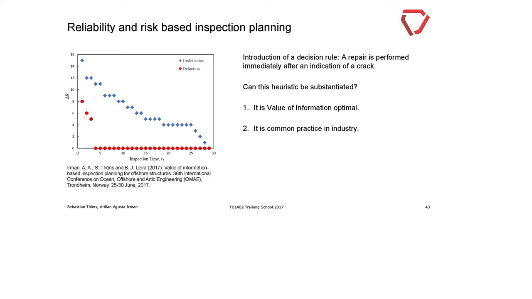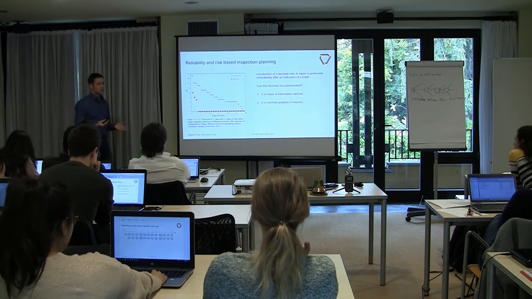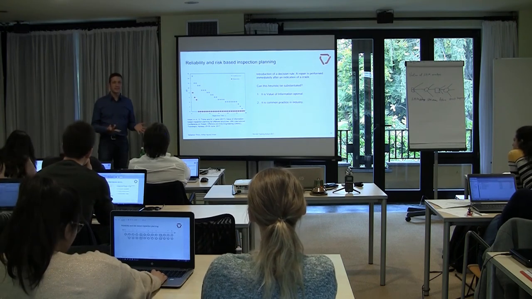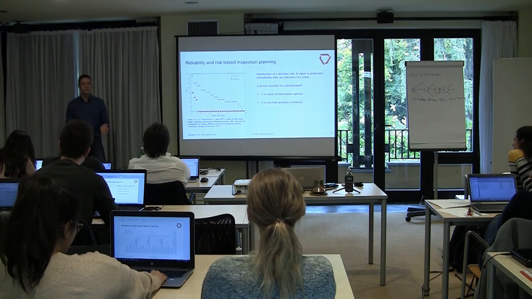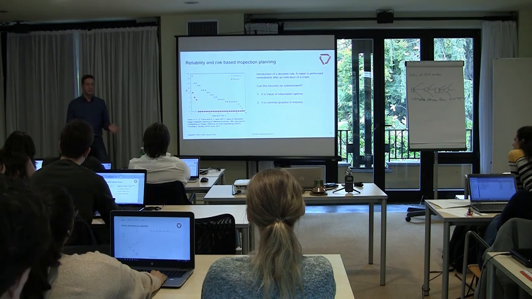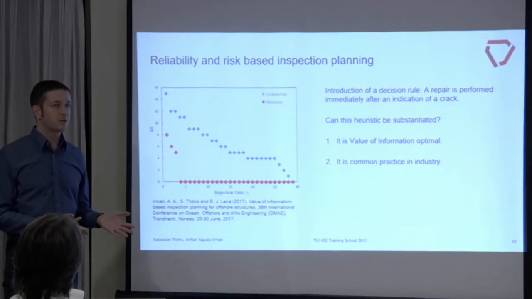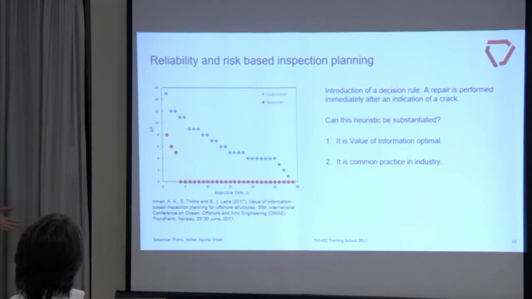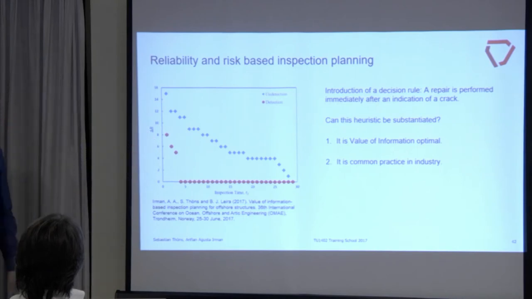This is one. This is a decision rule, basically. And what we just talked about, the decision rule, is somehow already there. It's implemented. It's how in the offshore oil and gas industry inspections and repair actions are performed first. This is what we have shown this year. It's also the optimal action.